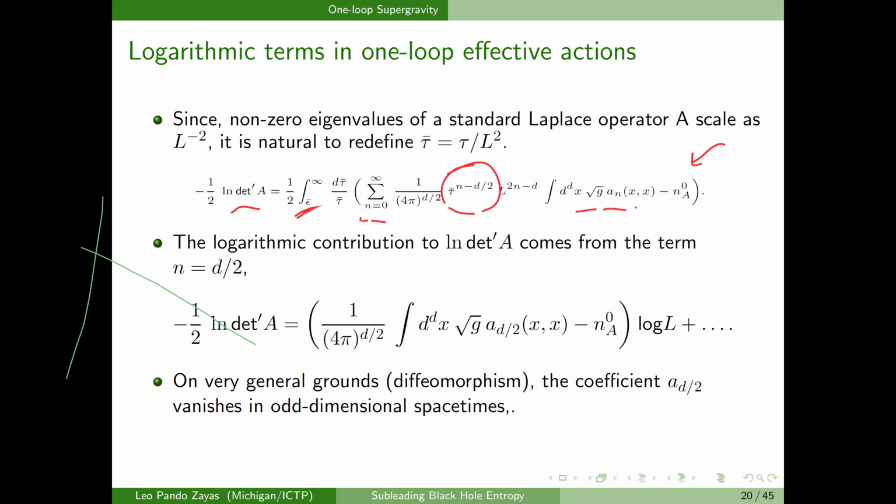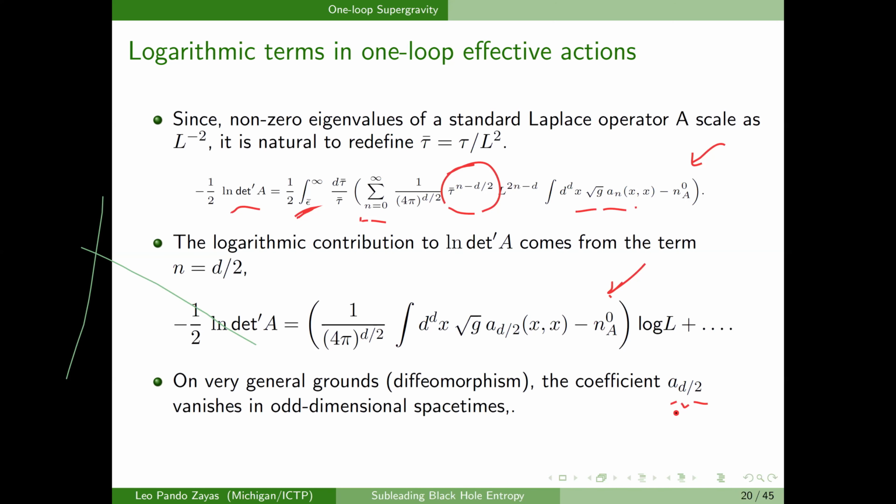And of course, I need to know some information about the zero modes. Now, on very general grounds, by diffeomorphism invariance, there's no coefficient that you can write, this coefficient is 0 in odd dimensional spaces. This statement you know in a different guise: you know that there are no anomalies in odd dimensional spaces. And this is essentially what this statement means in this language. The anomaly is given essentially by this coefficient. It's non-zero in 2, 4, 6, etc. dimensions, but in 11 dimensions in particular it is 0.